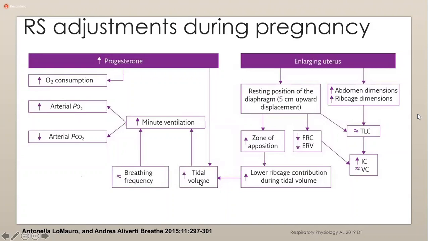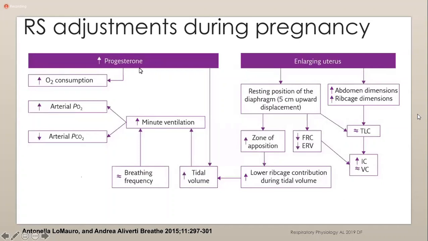So the pregnant woman will inhale and exhale a higher volume of air, and as a result, the respiratory minute ventilation would be increased, and the partial pressure of arterial oxygen will increase, and the partial pressure of carbon dioxide will decrease as a result of this increase in minute ventilation. And also there are certain changes due to the enlarging uterus.